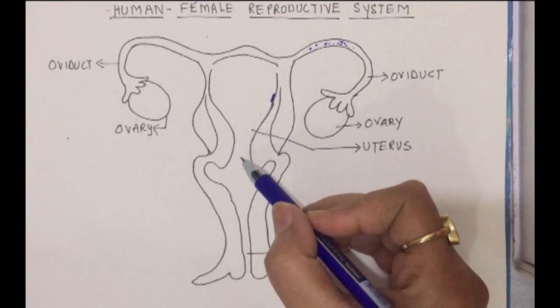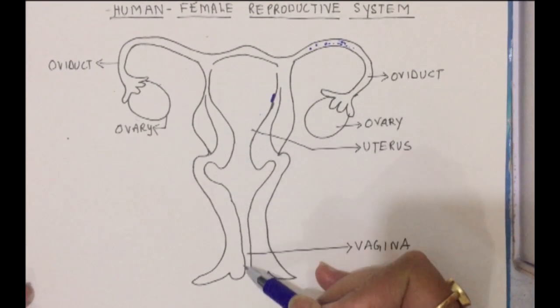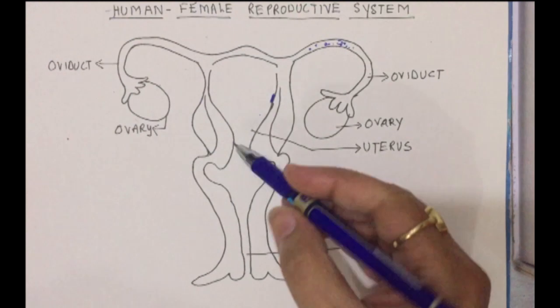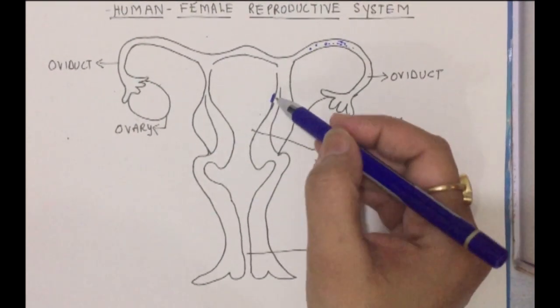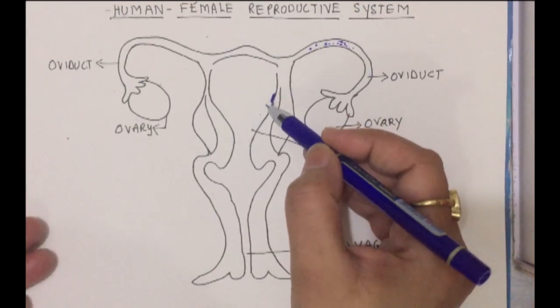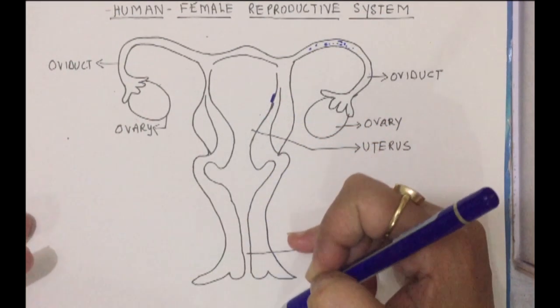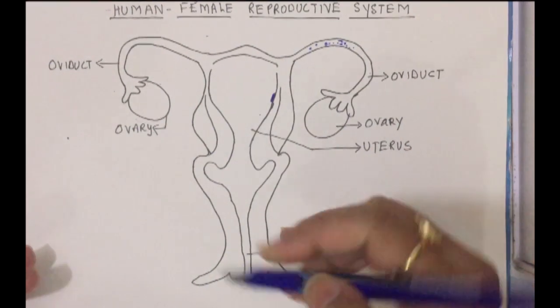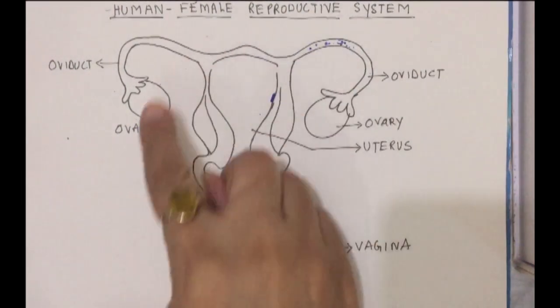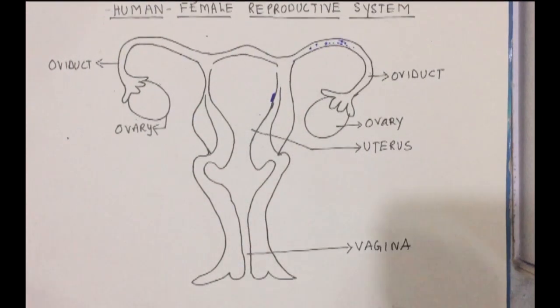Now this is the uterus, and this is the tunnel, or you can say the vaginal passage. When the fetus is grown and reaches its full gestation period, the fetus comes out of the female body through the vagina. Okay, so this is how we make the female reproductive system.